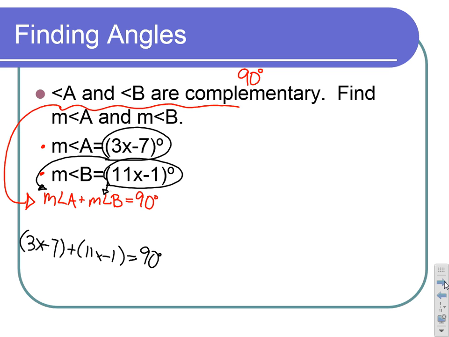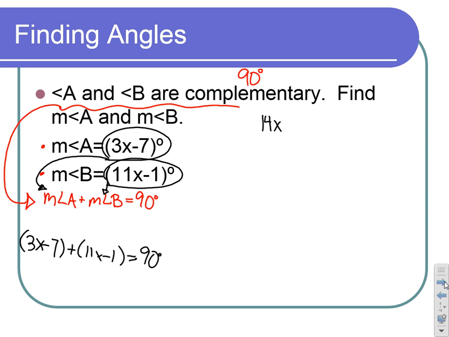And hopefully some of us are going to say, because if we have to distribute, we need to make sure we distribute correctly. So I always want you to put anything you plug in in parentheses, okay? I don't have to distribute, so I can just combine. So 3x plus 11x, that'll give us 14x.